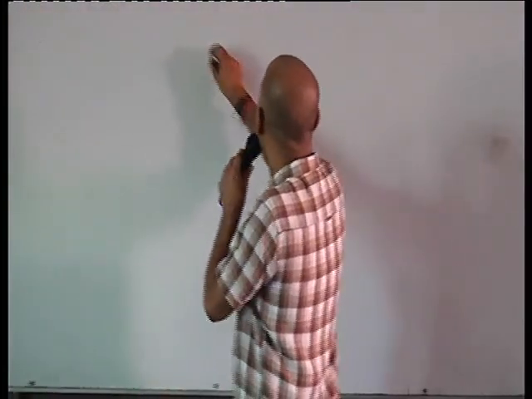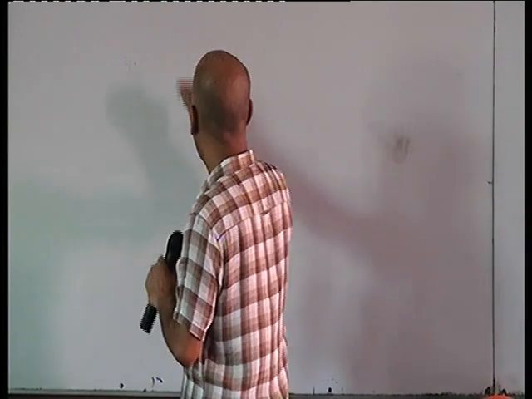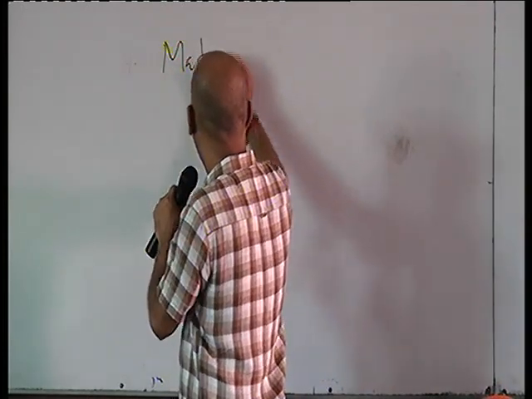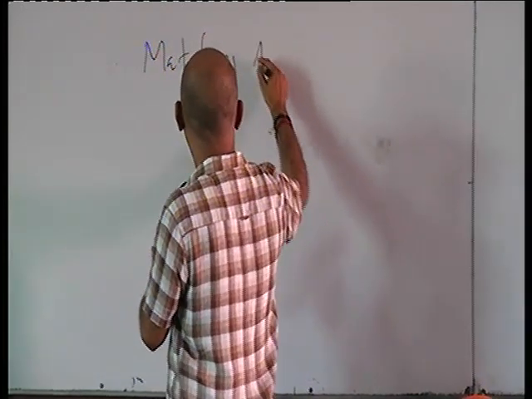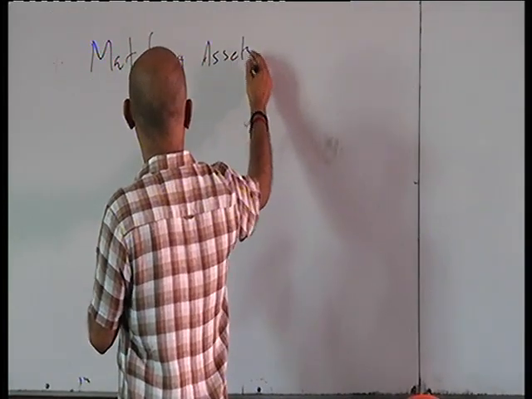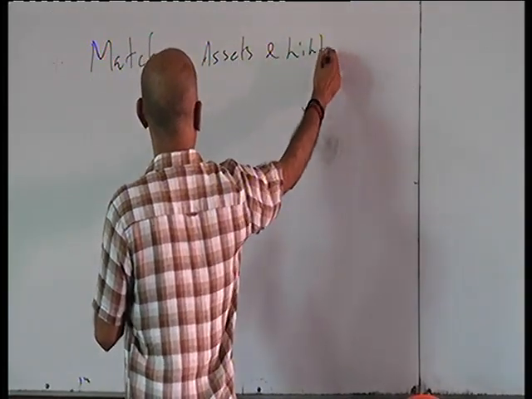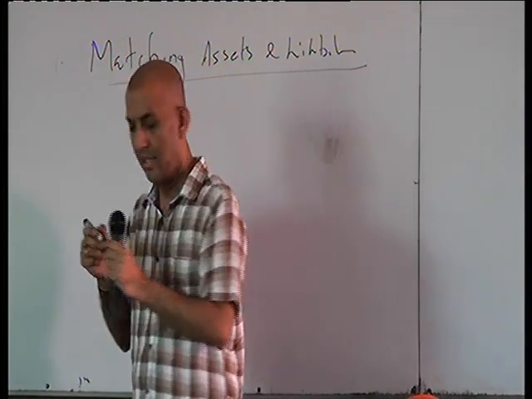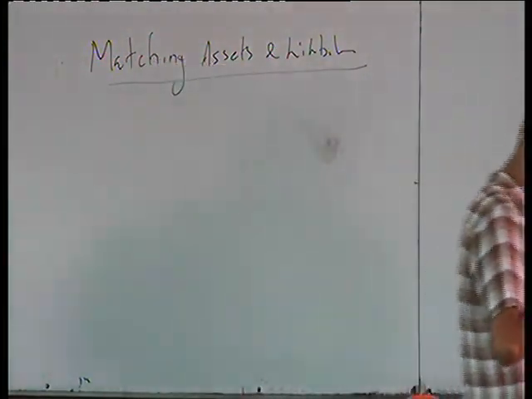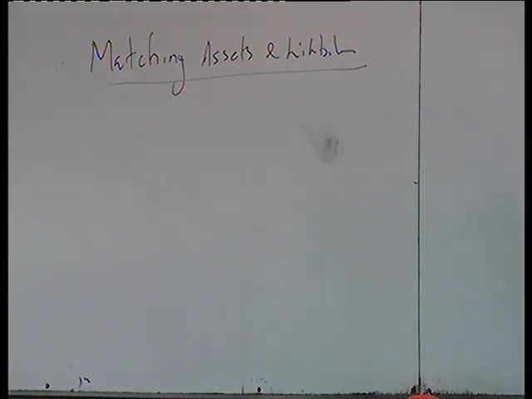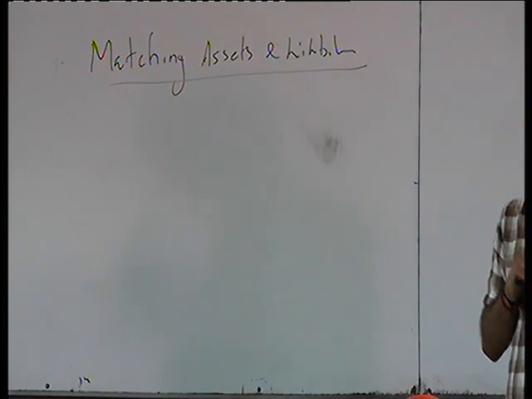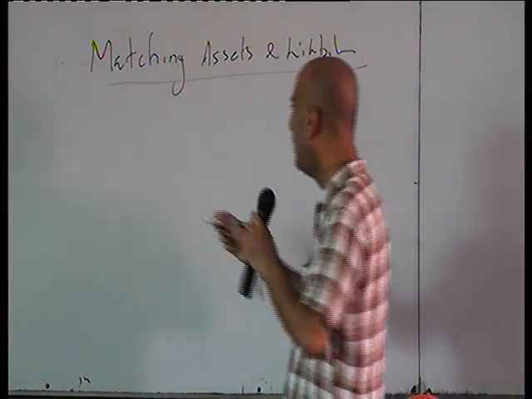Fourth one, matching assets and liabilities. The fourth technique is that you match the foreign currency assets with foreign currency liabilities. Now take an example.